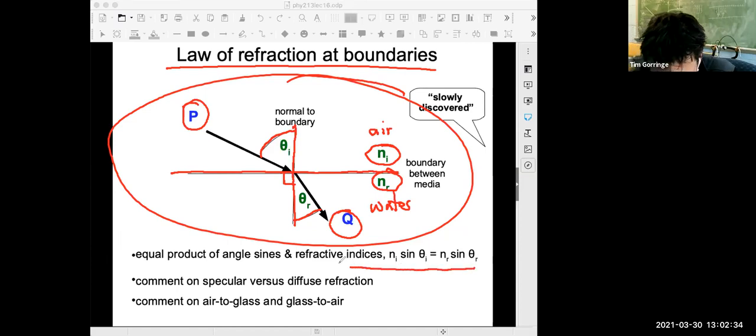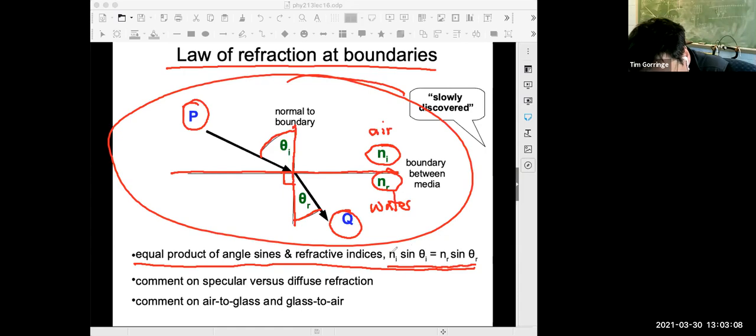The law of refraction says that if you multiply the sine of the angle in the incident medium, so sine theta I, by the incident refractive index, that's equal to the product of the sine of the angle in the refracted medium, so sine theta R, times its refractive index. And so that's this equation here: Ni sin θI = Nr sin θR.